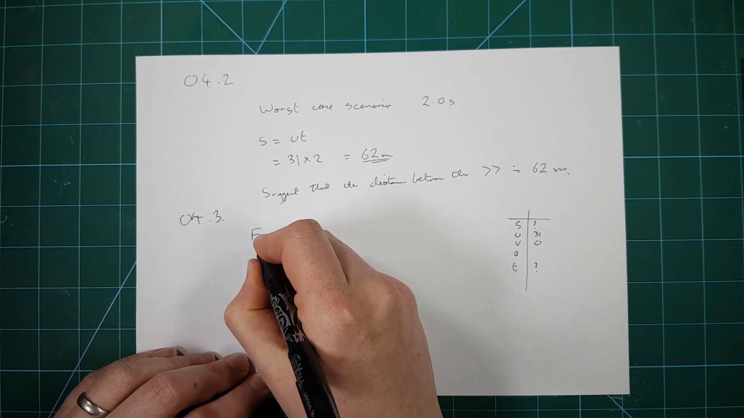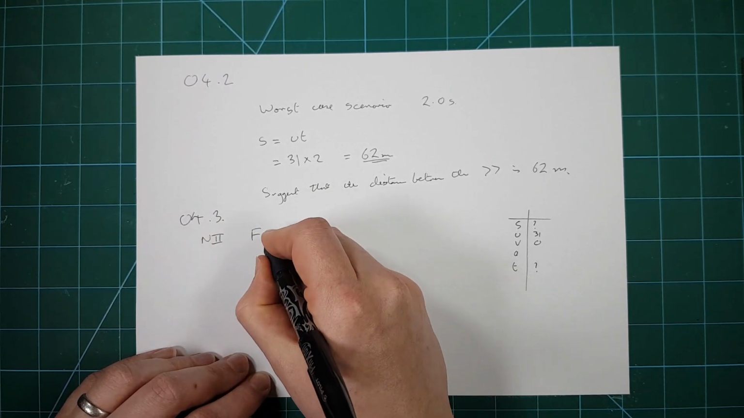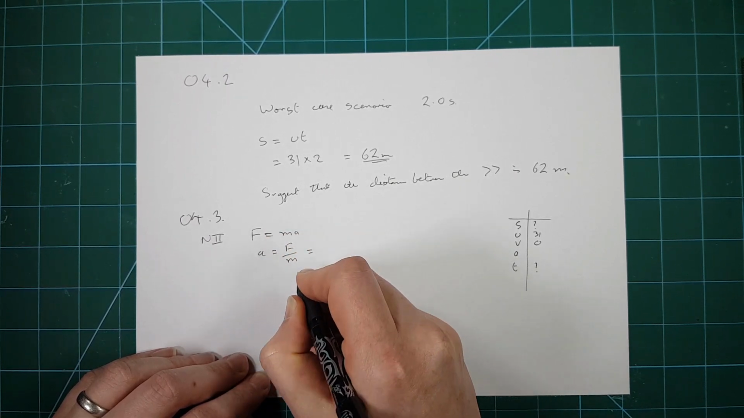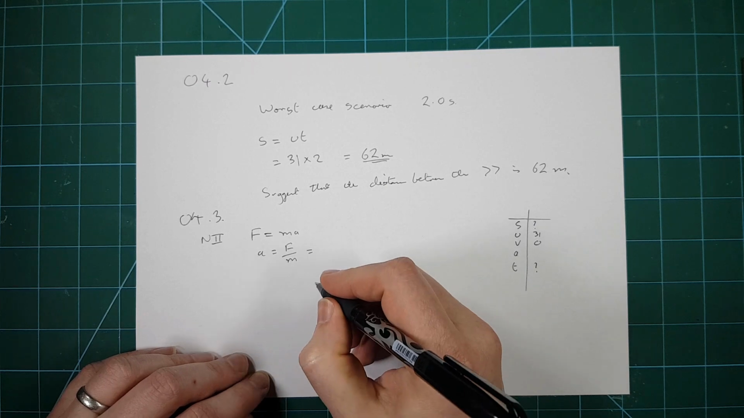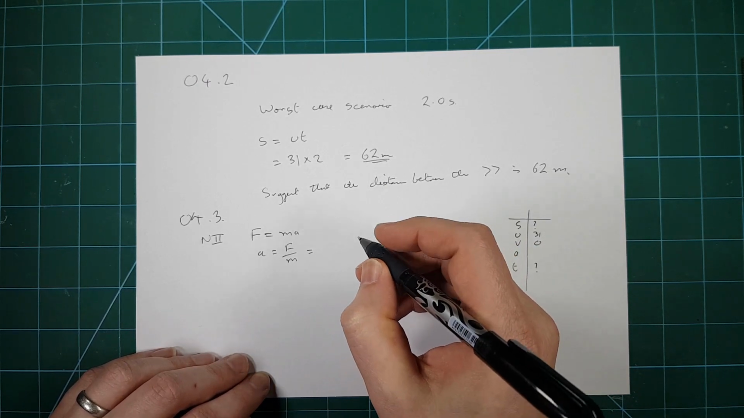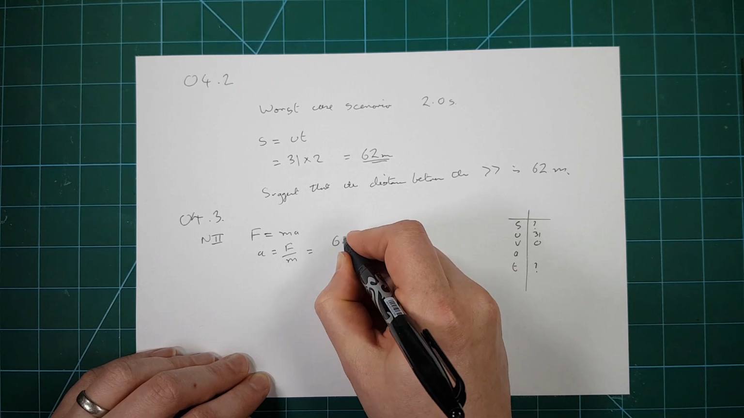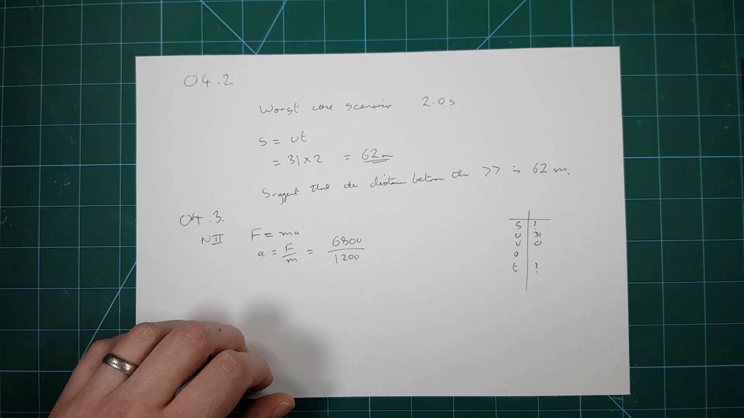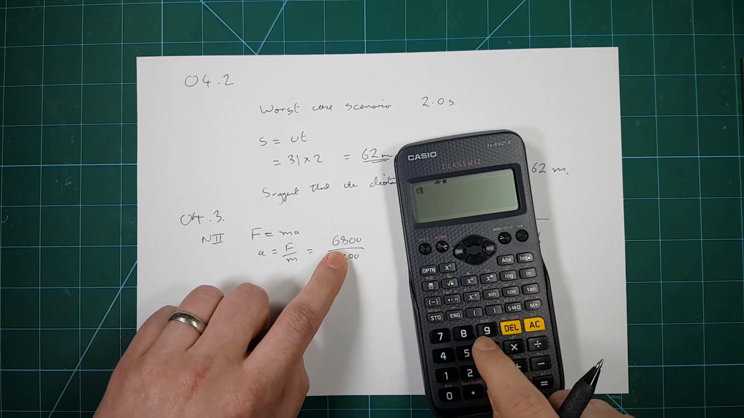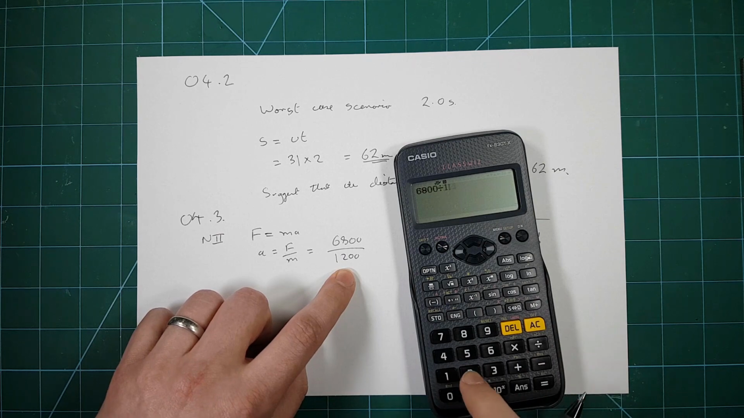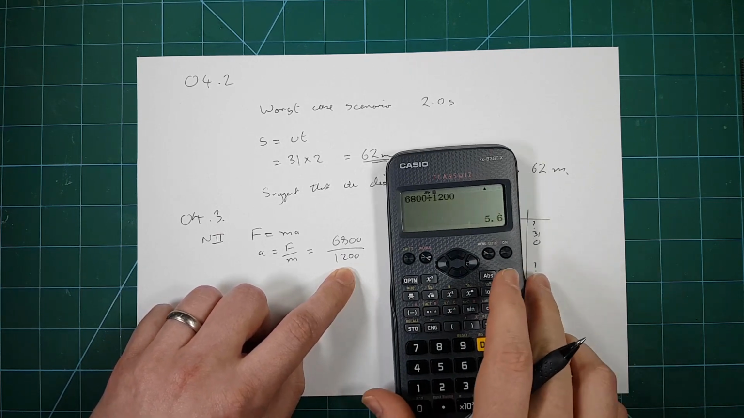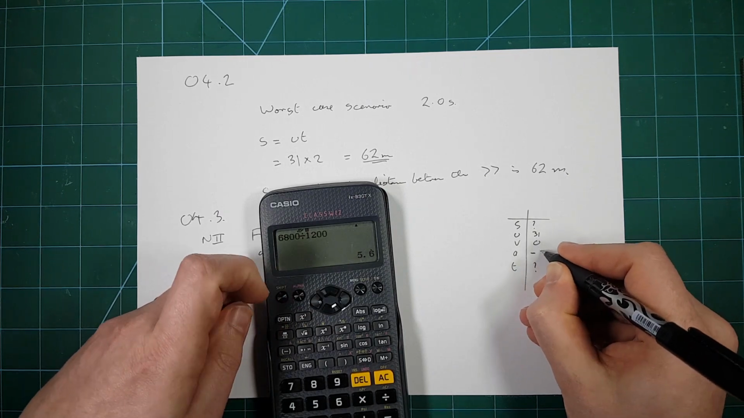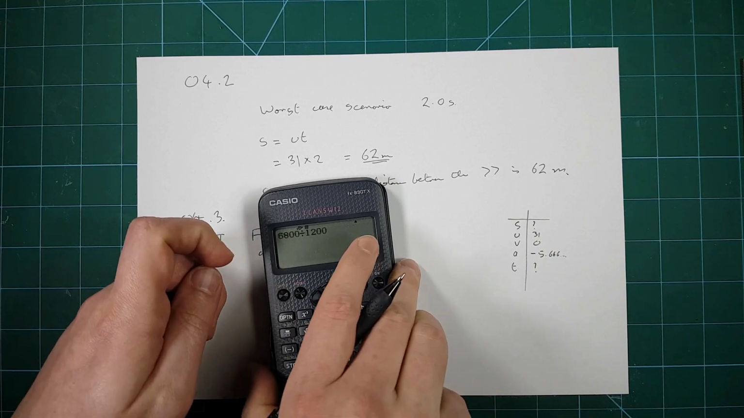So we use Newton's second law, Newton 2. F equals ma, so a equals F divided by m. The average braking force of the car is 6.8 kilonewtons, so that's 6,800 newtons, divided by the mass of the car, which is 1,200 kilograms. So we have 6,800 divided by 1,200, which gives us 5.666 dot dot dot. It's negative because it's slowing down.